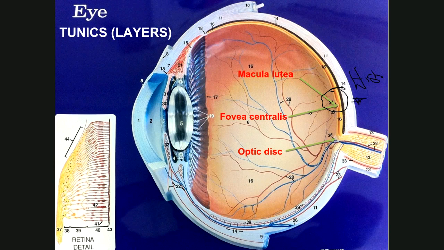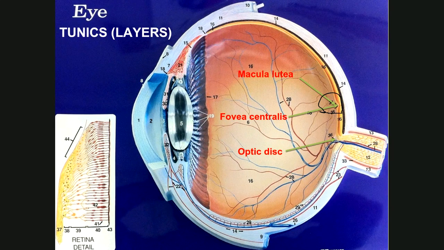And then this spot where there's no rods and no cones, none, neither. And so it's a blind spot. So let's look at the names of these places. The rest of this is just called the retina, but this has a name, and it has two parts to it.